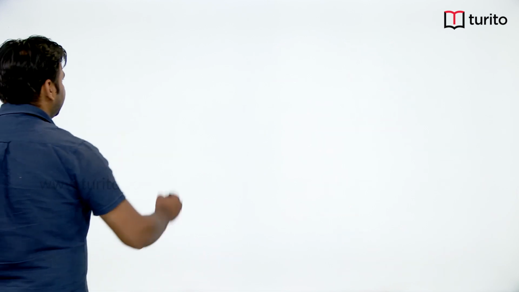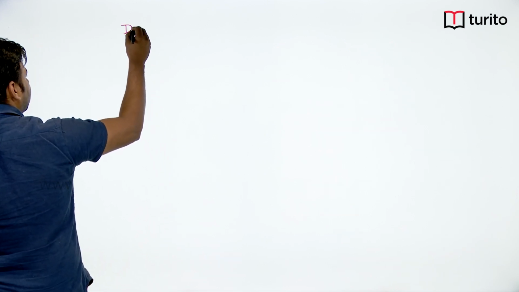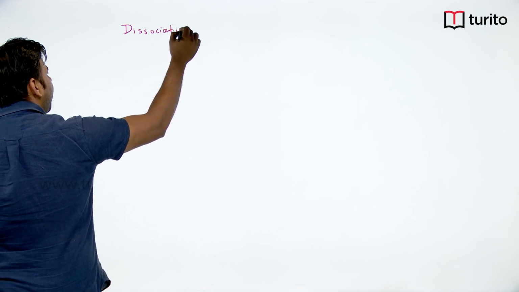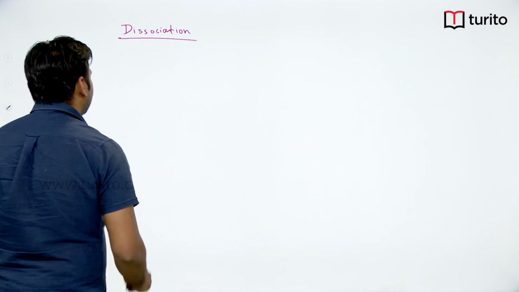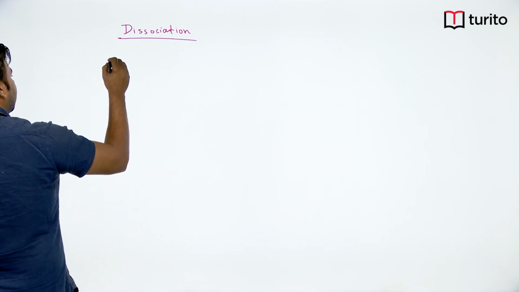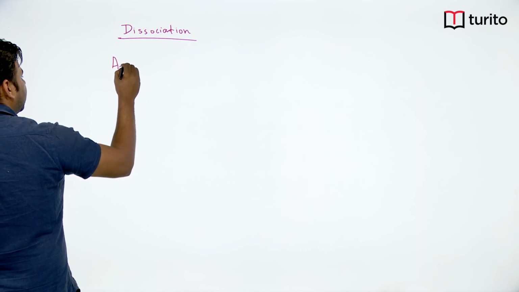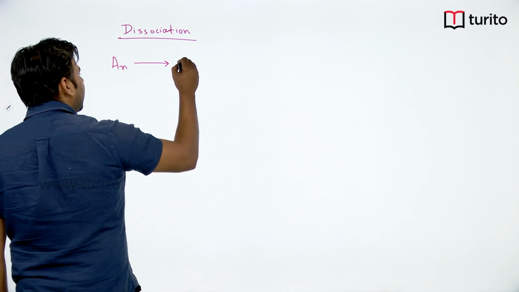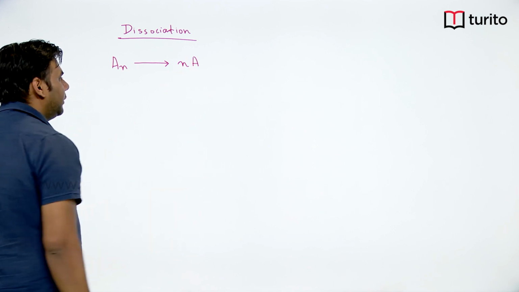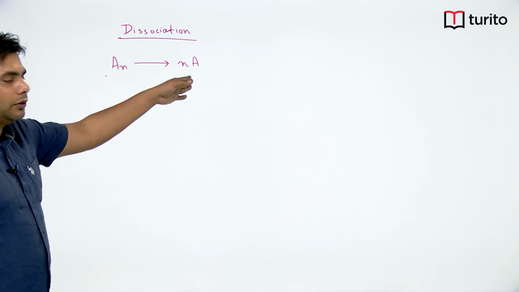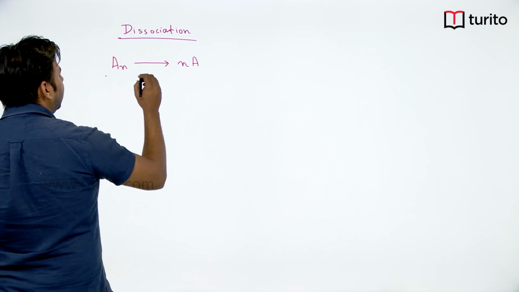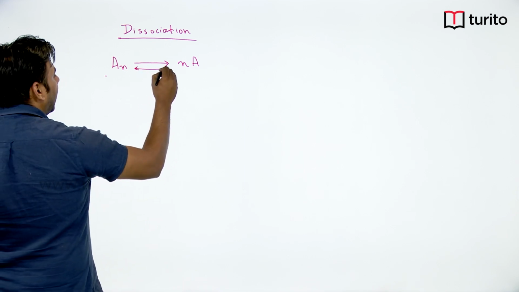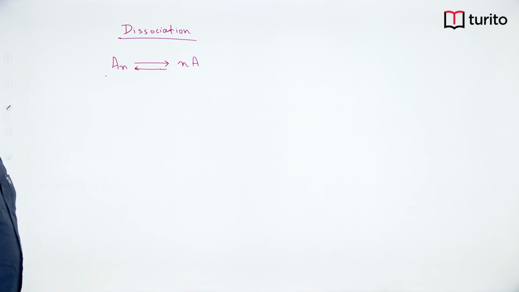Now let me take one more example. Suppose for a general dissociation reaction, we have been given that 1 mole of a substance A_n is dissociating into n moles of A. Find out the Van't Hoff factor i, if alpha is the degree of dissociation.